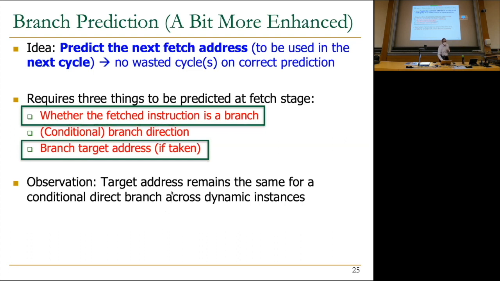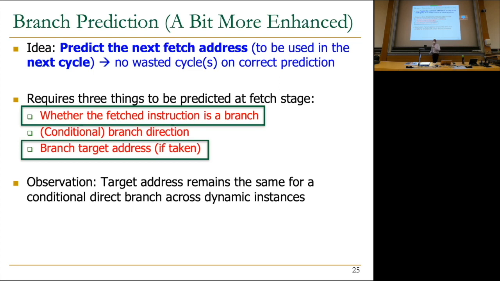So basically, the fact that the target address remains the same says that if we execute the branch once, we calculate the target address. Why don't we store that target address somewhere in some memory structure? And the next time we see that program counter, we index that memory structure and get the target address. And this tells us 2 things.